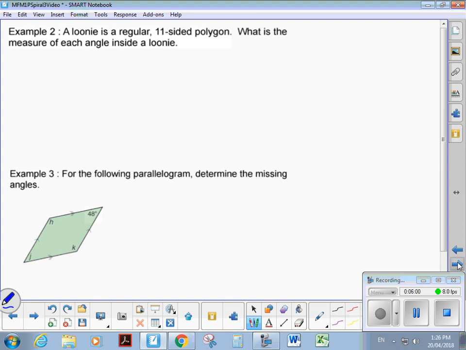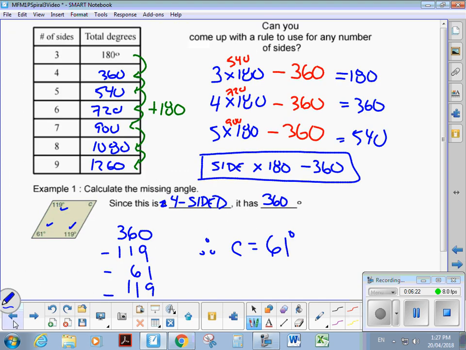A loonie is a regular 11-sided polygon, so that has 11 sides. What is the measure of each angle inside a loonie? First thing we have to do is find the total degrees. So that means we're going to have to go back and use that relationship we came up with. We're going to have to use this relationship right here.